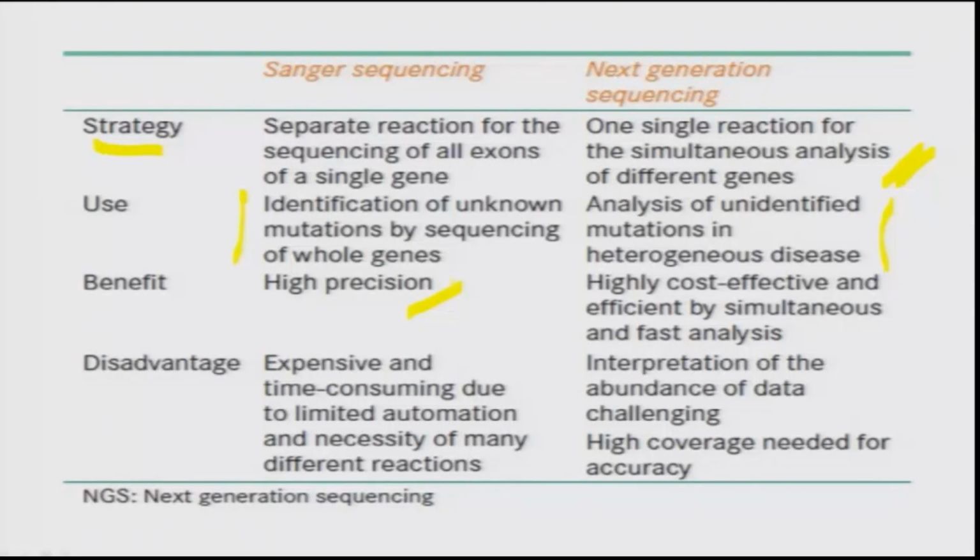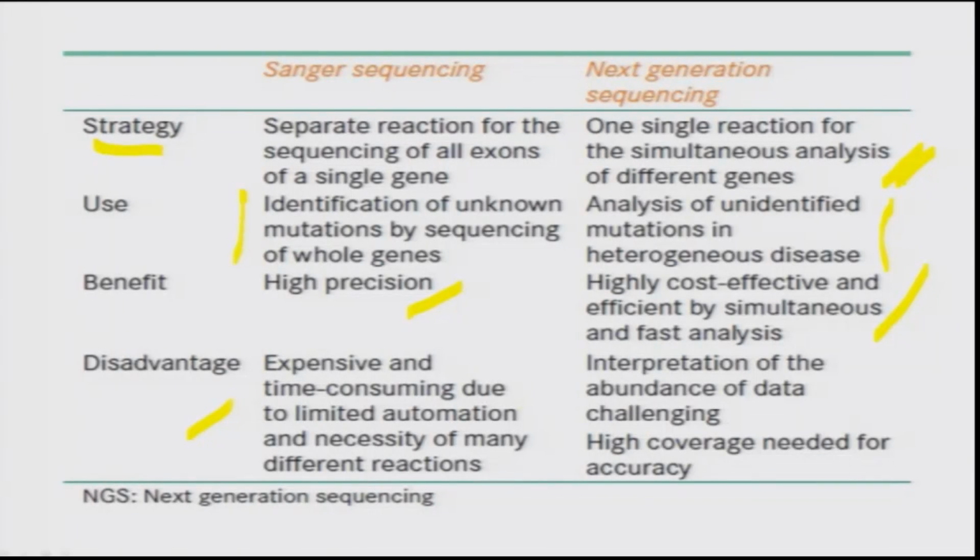The benefit of Sanger sequencing is that it is still better in terms of precision, because the accuracy with which it is able to tell you a change in the DNA is very high. Whereas next generation sequencing is highly cost effective, you don't spend that much money, and it is efficient because it's very fast, you can finish it very quickly. That's a huge benefit. What is the disadvantage of Sanger? It's expensive and takes a lot of time.